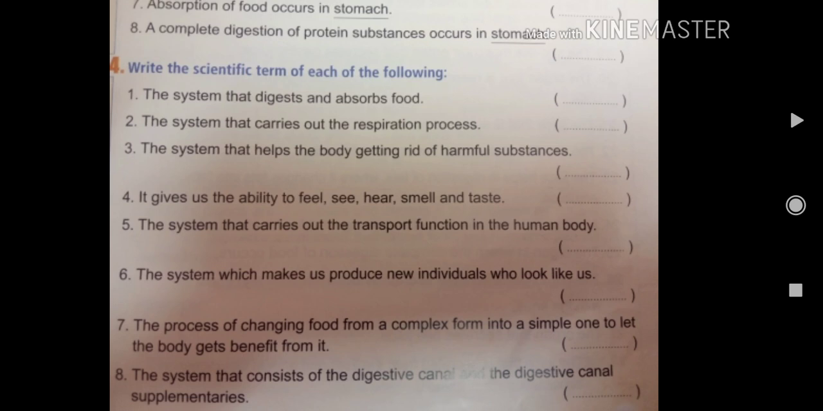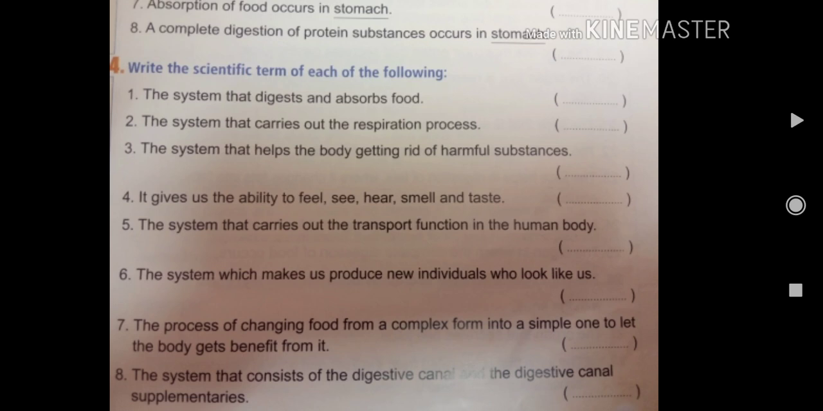Number 6: the system which makes us produce new individuals who look like us. Do you know? It's the reproductive system. Number 7: the process of changing food from a complex form into a simple one, to let the body get benefit from it. What is the name of this process? It's the digestion.